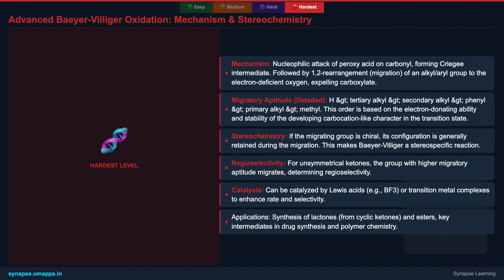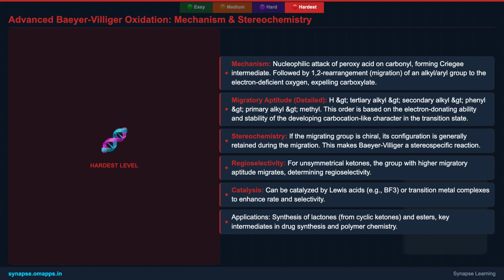The critical step is then a rearrangement. One of the groups attached to the carbonyl carbon migrates to the terminal oxygen of the peroxy acid, while the carboxylate anion is simultaneously expelled as a leaving group. This migratory aptitude is not random, it follows a specific order. Hydrogen migrates most readily, followed by tertiary alkyl, then secondary alkyl, phenyl, primary alkyl, and finally, methyl. This order is governed by the ability of the migrating group to stabilize the developing positive charge in the transition state.